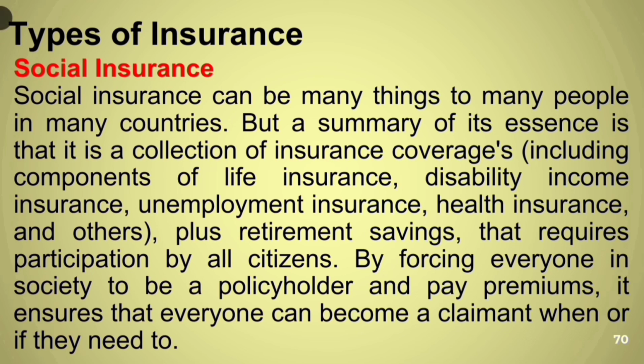Types of insurance. Social insurance. Social insurance can be many things to many people in many countries, but a summary of its essence is that it is a collection of insurance coverages, including components of life insurance, disability income insurance, unemployment insurance, health insurance, and others, plus retirement savings that requires participation by all citizens. By forcing everyone in society to be a policyholder and pay premium, it ensures that everyone can become a claimant when or if they need to.